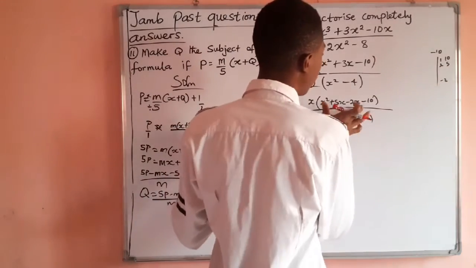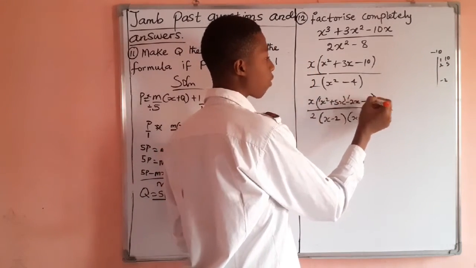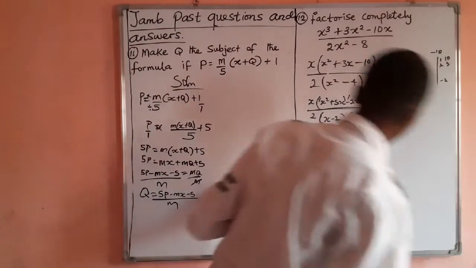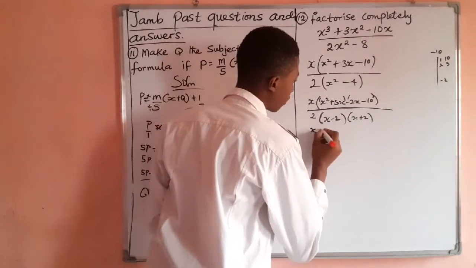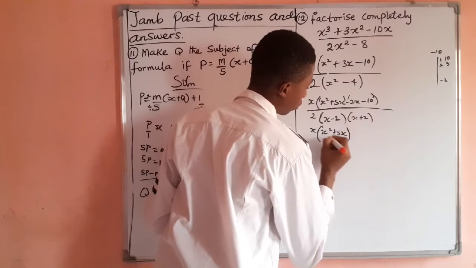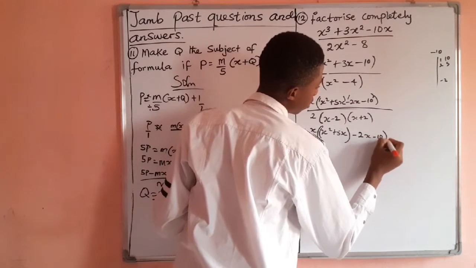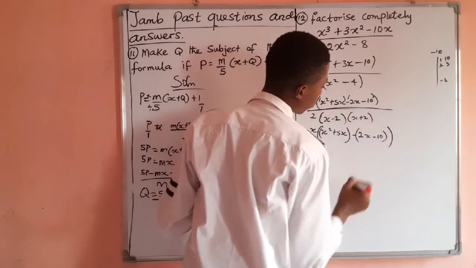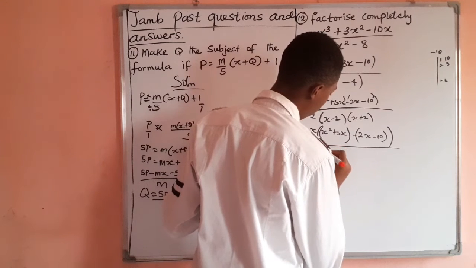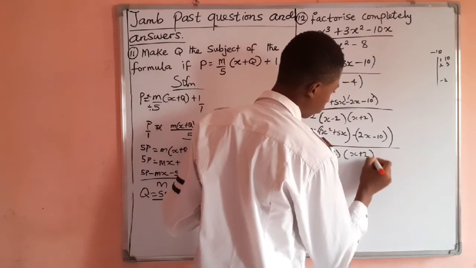Our next step will now be to group our quadratic expression. Now grouping this will give us x, open bracket, x squared plus 5x, close bracket, minus 2x minus 10, close bracket, close the final bracket, all over 2, open bracket, x minus 2, open bracket, x plus 2.